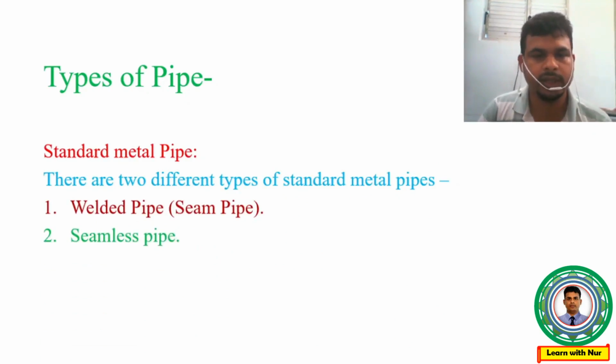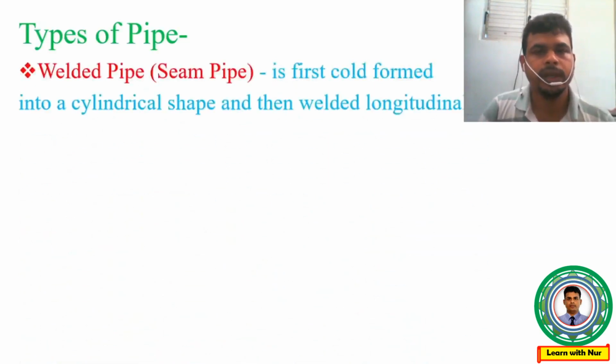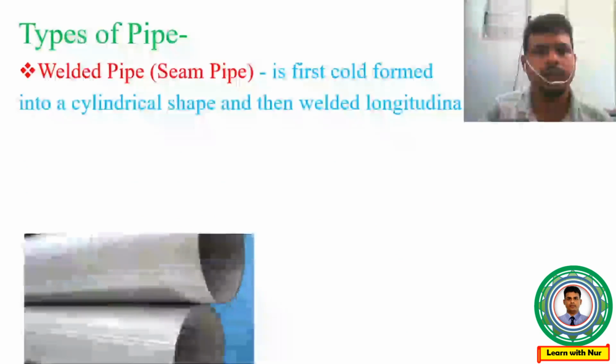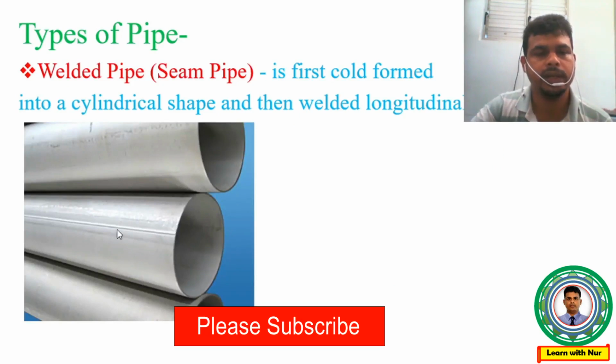So let's see what the welded pipe is. Actually, welded pipe is first cold formed into a cylindrical shape and then welded longitudinally. You can see from these photos, this pipe is welded longitudinally. That means this pipe was firstly the same as a plate, then it is formed into a cylindrical shape, then welded longitudinally. Actually this welding is done by the SAW process or ERW.